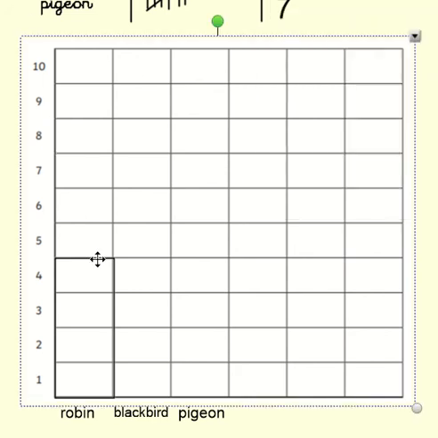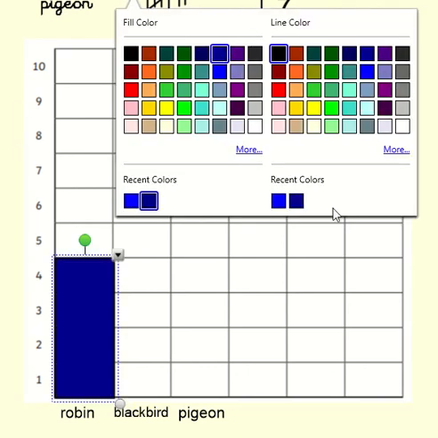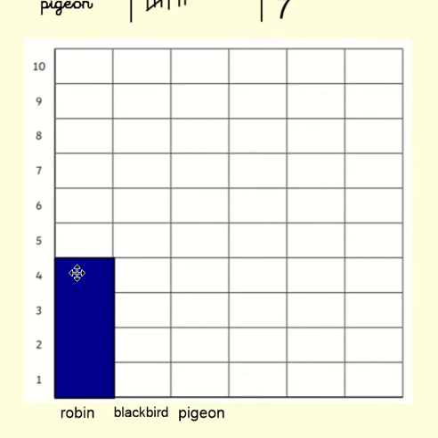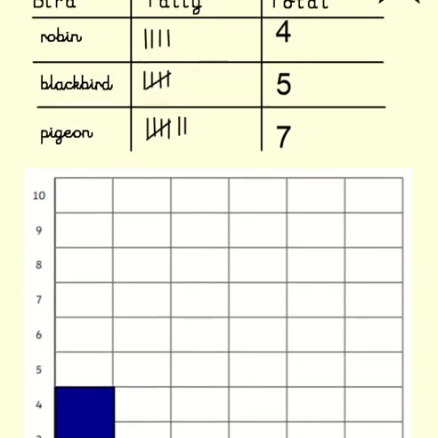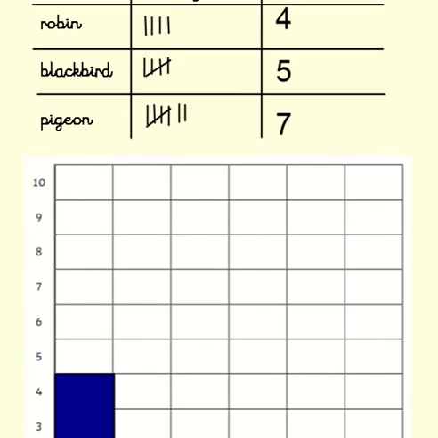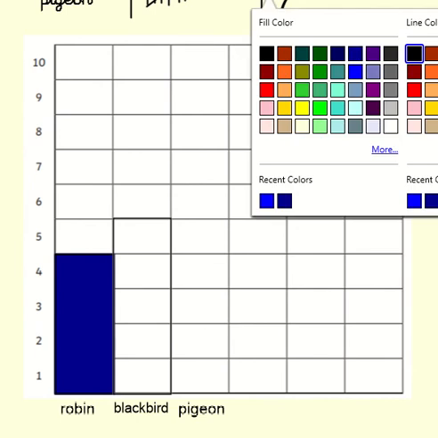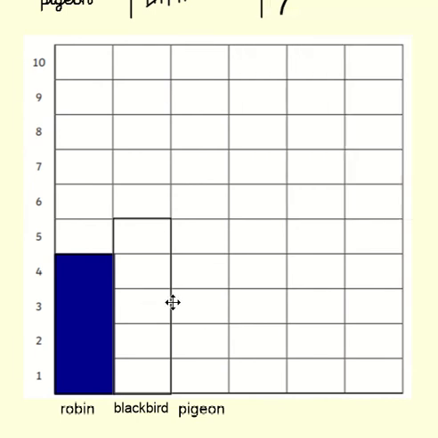Okay, so I'm going to fill in my section here. There we go. So that's going up to 4 because the 4th one's coloured in. Now I'm going to do blackbirds. Blackbirds next, and I've got to go to 5 this time. So I'm going to imagine I'm shading this in. So I go all the way up and I shade in 5 blocks. 1, 2, 3, 4, 5. And I'm going to fill that one in a different colour. So I might fill that one in green.